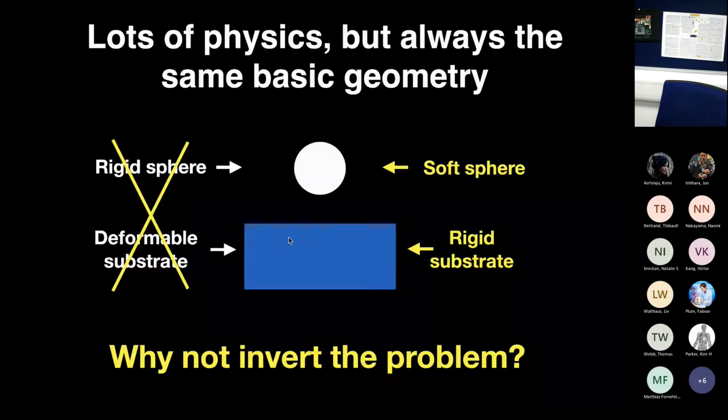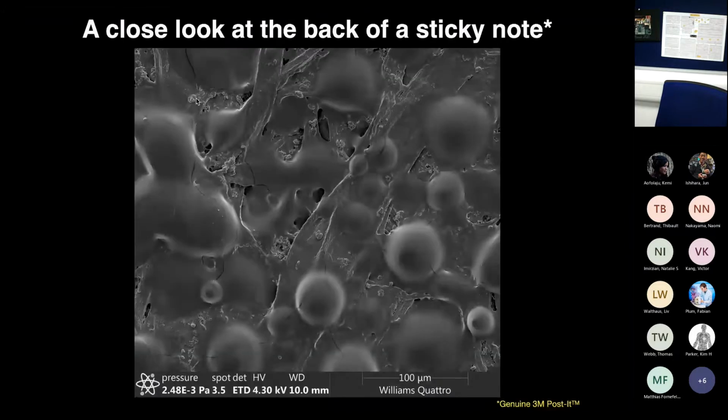I don't know if you've ever looked at the back of a sticky note, or really looked at the back of a sticky note. But here is a 3M Post-it that we took a picture of with the SEM, and you see the cellulose fibers of the paper. But most importantly, you see these round, spherical asperities, which is actually the adhesive itself.